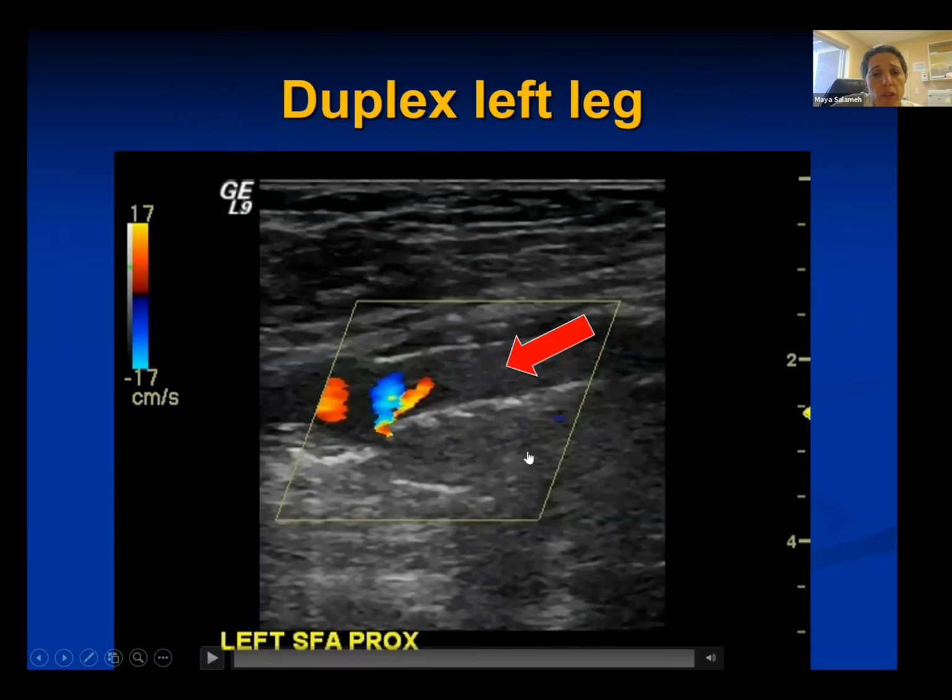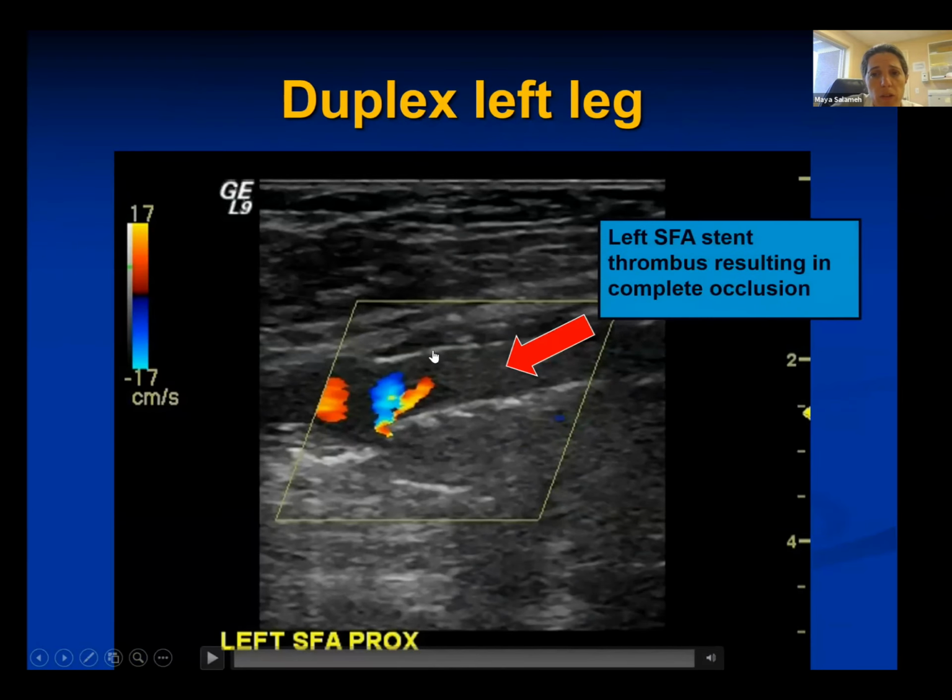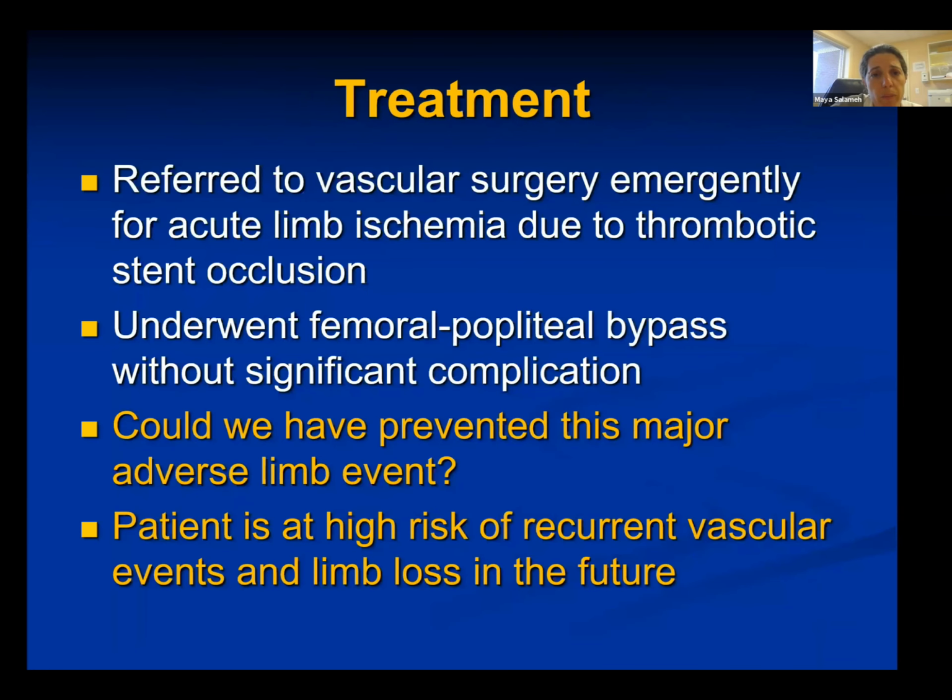You can see here on his duplex that he had a thrombotic occlusion of his SFA stent. So he was referred to vascular surgery emergently and thankfully did well after a FEMPOP bypass without significant complications. But the question for this patient is, could we have prevented this major adverse limb event? And can we prevent future events, both vascular events and limb loss in the future?